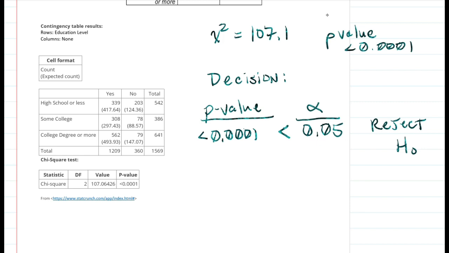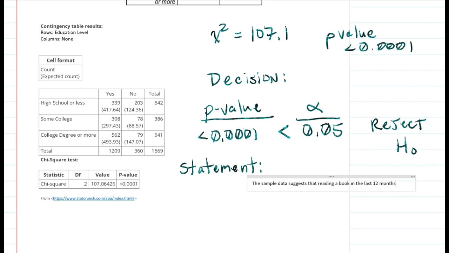After that, a lot of times we like to make a quick statement. Our statement can be something like: the sample data suggests that reading a book in the last 12 months is not independent of education level.